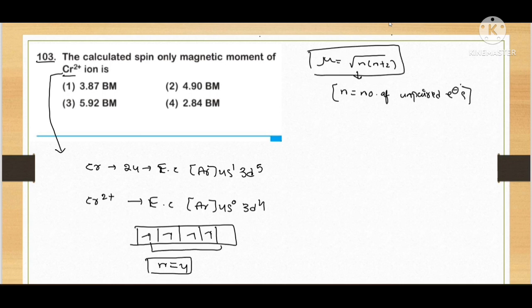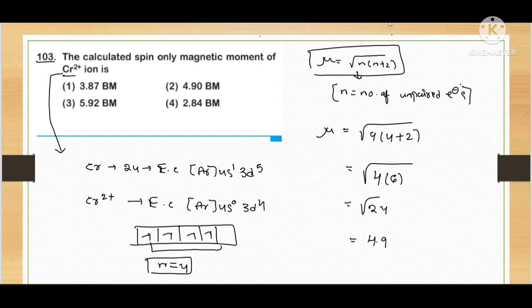Now substitute the value of n in the above formula. You will get mu is equal to root over 4 into 4 plus 2. This gives rise to root over 4 into 6, root over 24. Root over 24 is equal to 4.90 Bohr magneton. So our correct answer is option 2.